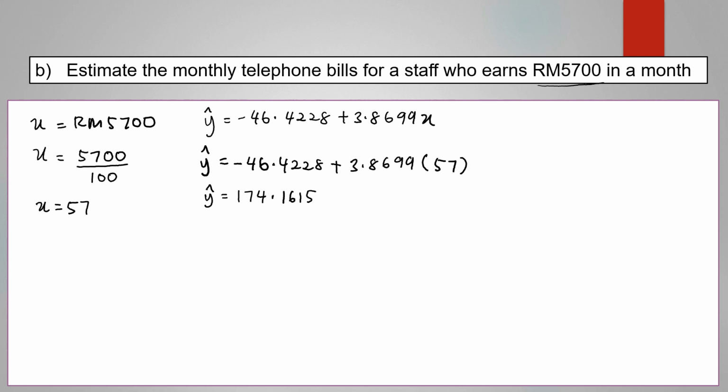So, here what we need to do is times 100. Therefore, it will give us the value of y is Rm 17,416 and 15 cents. So this will be the estimated monthly telephone bills for a staff who earns 5,700 ringgit in a month.